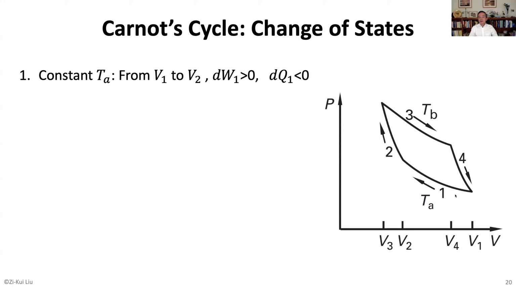The first one is at constant temperature. The volume changes from V1 to V2, so it is compressed. So the surroundings do work on the system, so it's positive work, but the system loses heat to the surroundings, so that heat is negative.